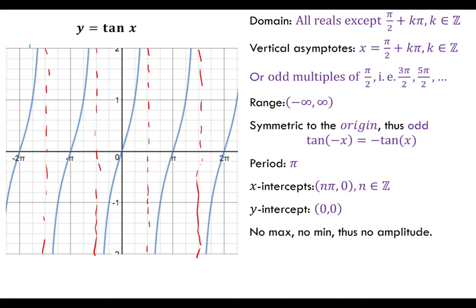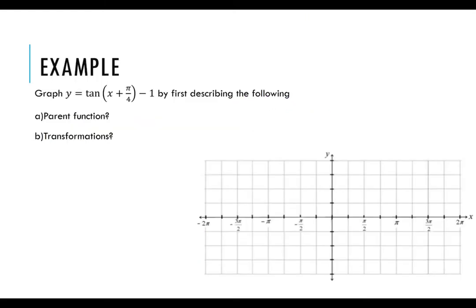And there's no maximum value because it goes up forever. There's no minimum value because it goes down forever. And since there's no max and no min, tangent does not have an amplitude. So let's give this a shot.